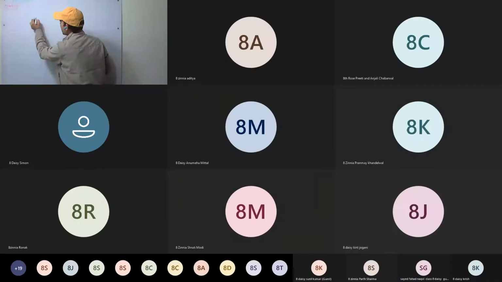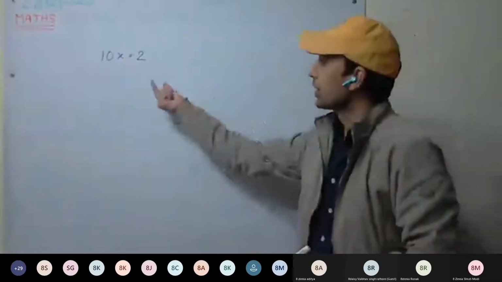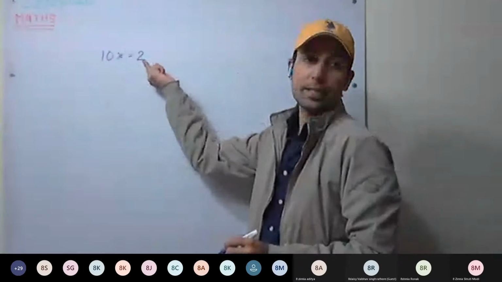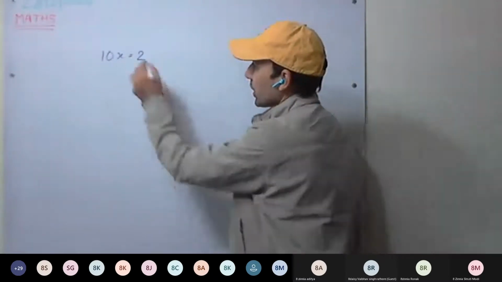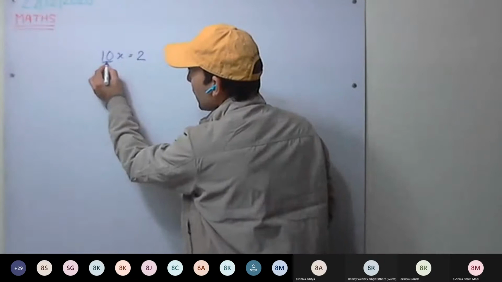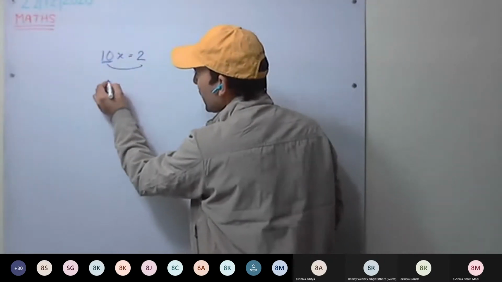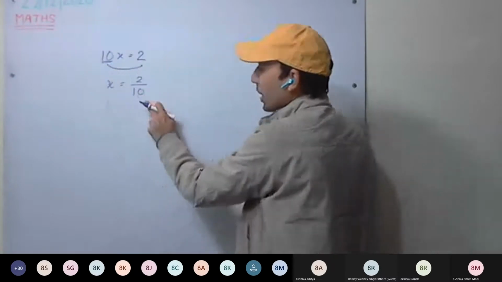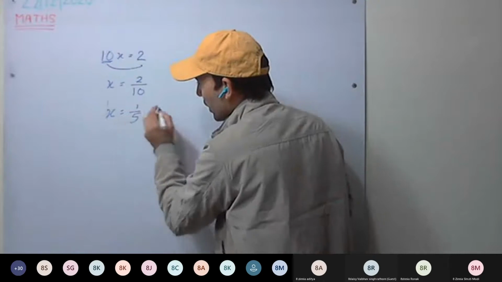For example, it is written 10x equal to 2. That means x is multiplied by 10, and then we are getting 2. So how do we solve for x? Here in the numerator, 10 is multiplied with x. If we transfer it to the right hand side, it will be x equal to 2 by 10. It will come in the denominator, so x equal to 1 by 5.